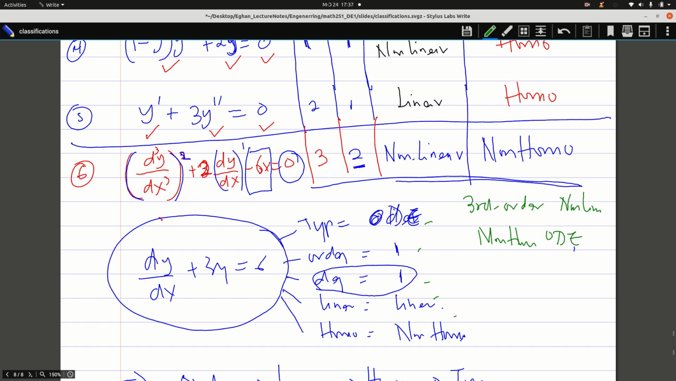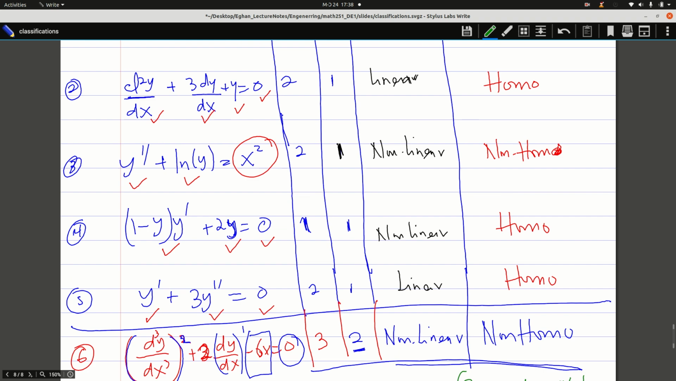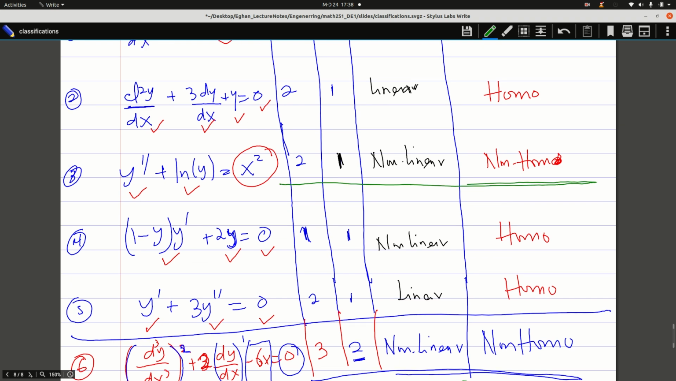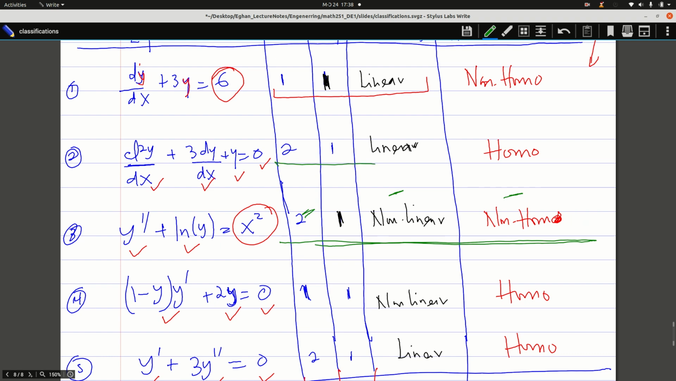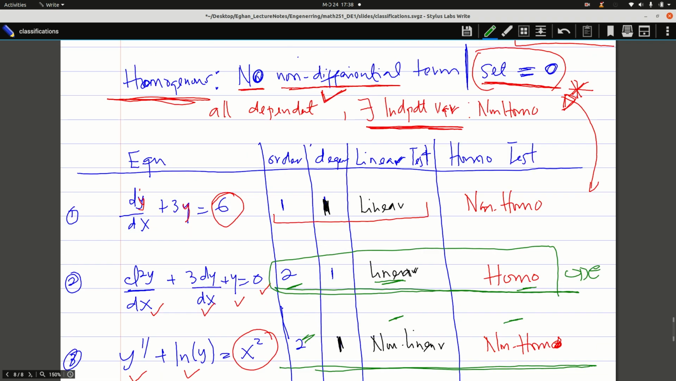So if I move to this example here, this is a second order non-linear non-homogeneous ODE. If I move to this line, it is a second order linear homogeneous ODE, and so on and so forth. So this is how the classification is done.